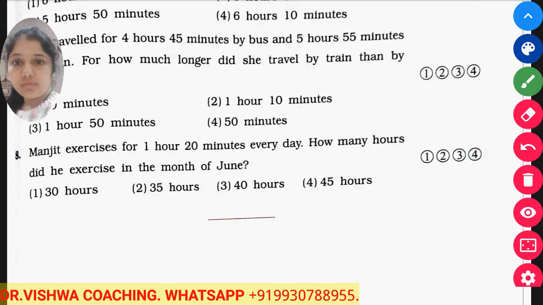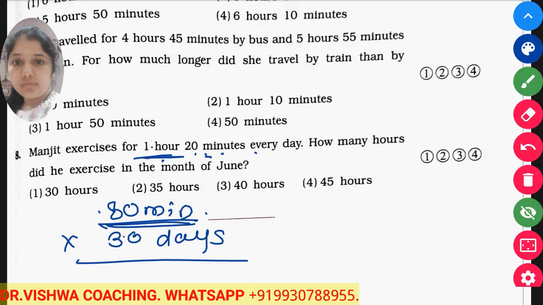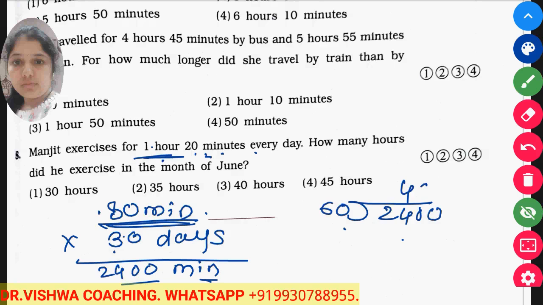Or you can do one thing. If you are confused by this method, convert all the things into minutes. 1 hour 20 minutes: 60 plus 20 becomes 80 minutes daily. Now 80 minutes in one day, so in 30 days how many minutes? Multiply 30 with 80. 8 threes are 24 and a 0. So 2400 minutes he exercises. Now this 2400 divided by 60 gives you the answer as 40.